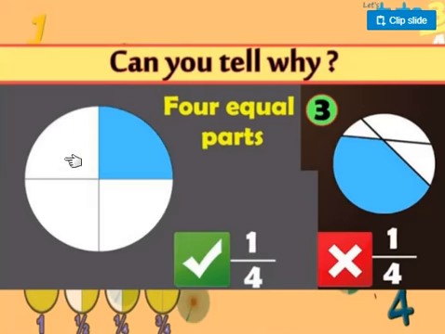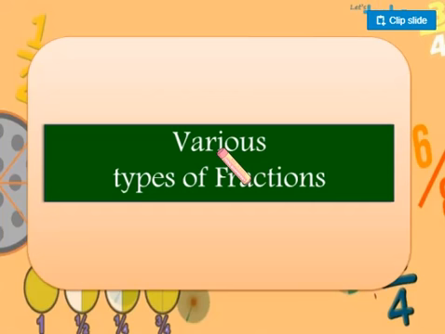Again, there is a question. Why is this one correct and why is this one not correct? This one is not correct because it does not have four equal parts. Again, this is the golden rule that a shape in which we have to find a fraction should have equal parts. That's why over here in a circle, this part was shaded and every part was equal also. So that's why this fraction is correct.